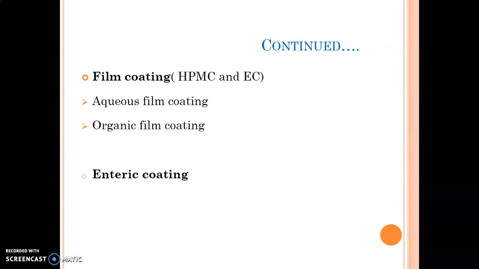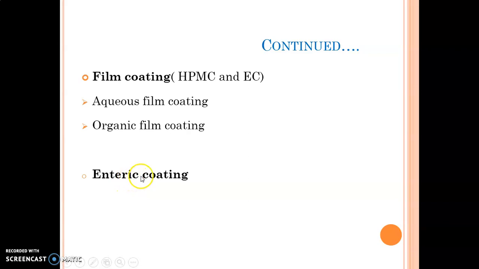Then coming to film coating. This process involves spraying a solution of polymer, pigments and plasticizers onto a rotating tablet bed to form a thin uniform film on the tablet surface. The choice of polymer mainly depends upon the desired site and the drug release. Here again two types are there, aqueous film coating and organic film coating.